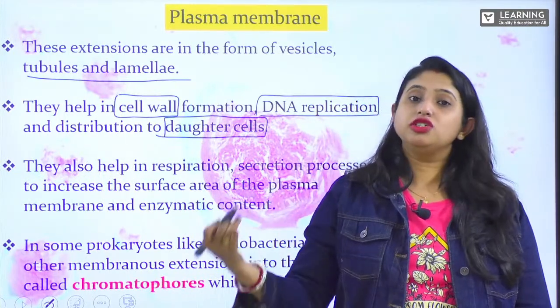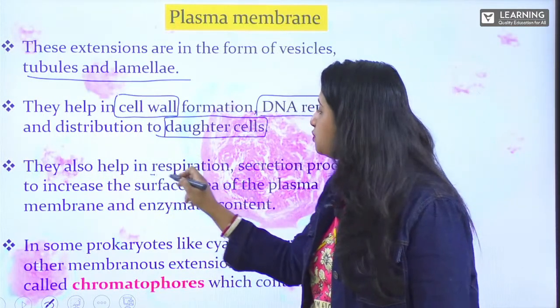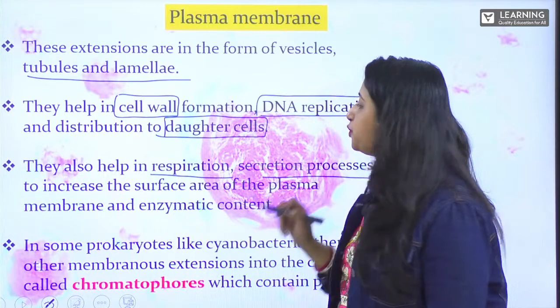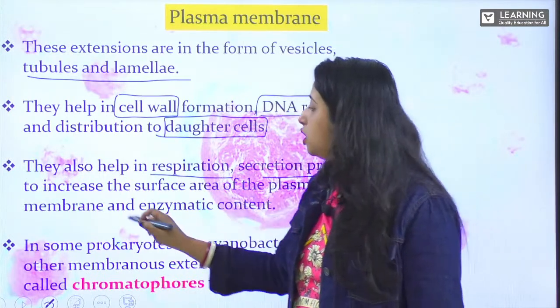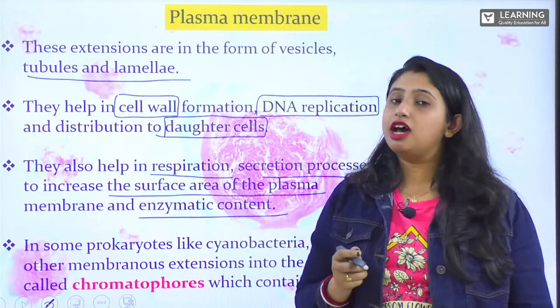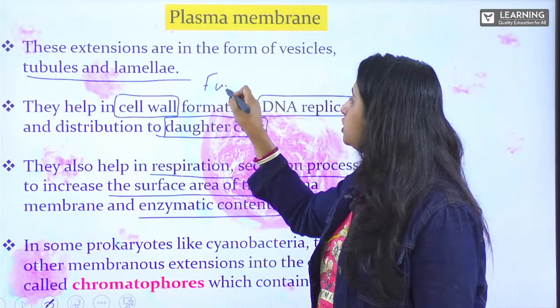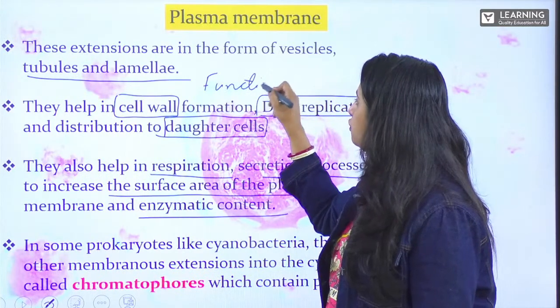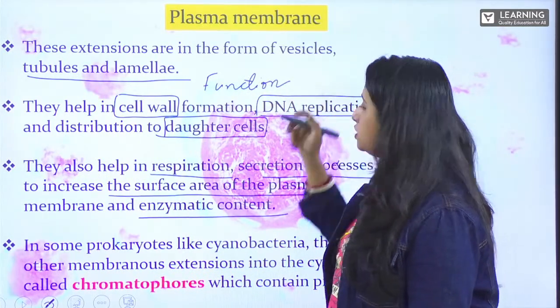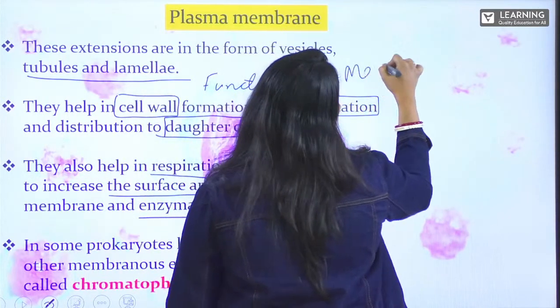These are the functions of the mesosomes. It also helps in respiration and secretion processes, and also increases the surface area of the plasma membrane and the enzymatic content. These are all the functions of mesosomes.